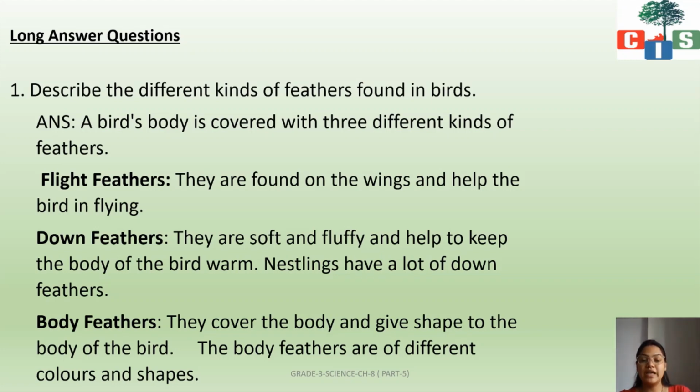Now the third type is body feathers. They cover the body and give shape to the body of the bird. The body feathers are of different colors and shapes. So body feathers are mainly to give shape to the bird's body. Okay, so the three different types of feathers are flight feathers, down feathers and body feathers.